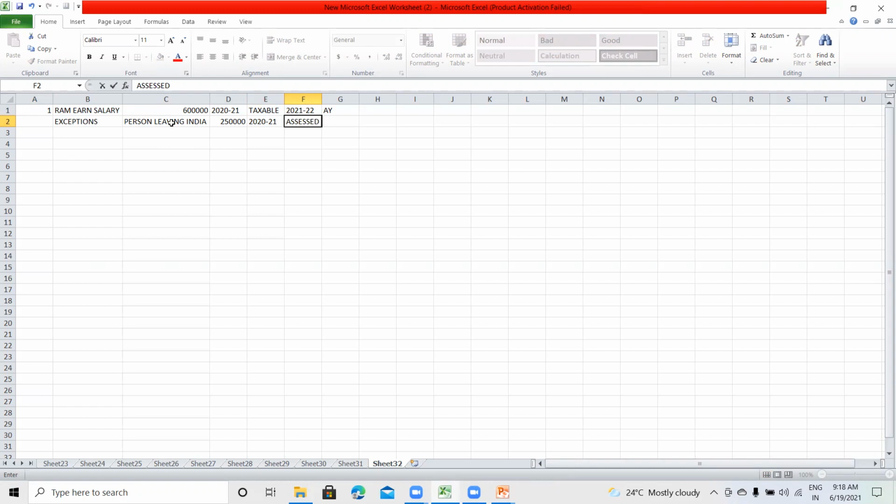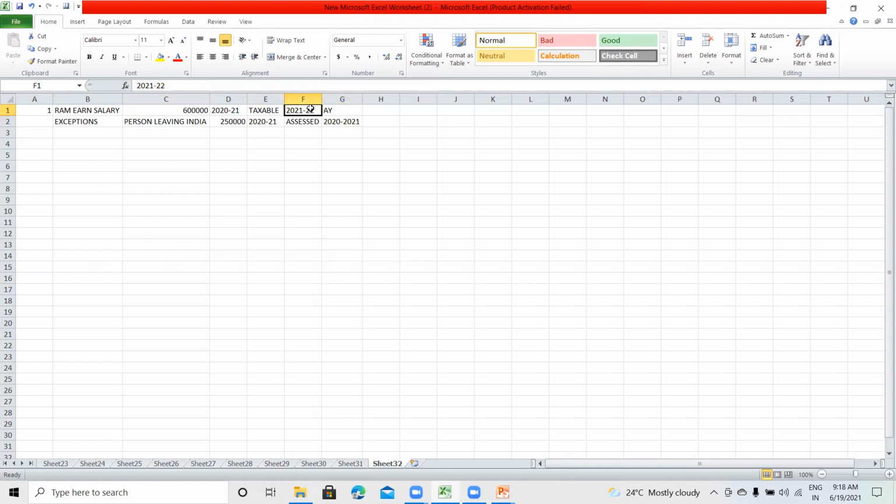Such income will be assessed in the year 2021-22. It will be assessed in the same year when the person is leaving India. These are the exceptions to the normal provision.